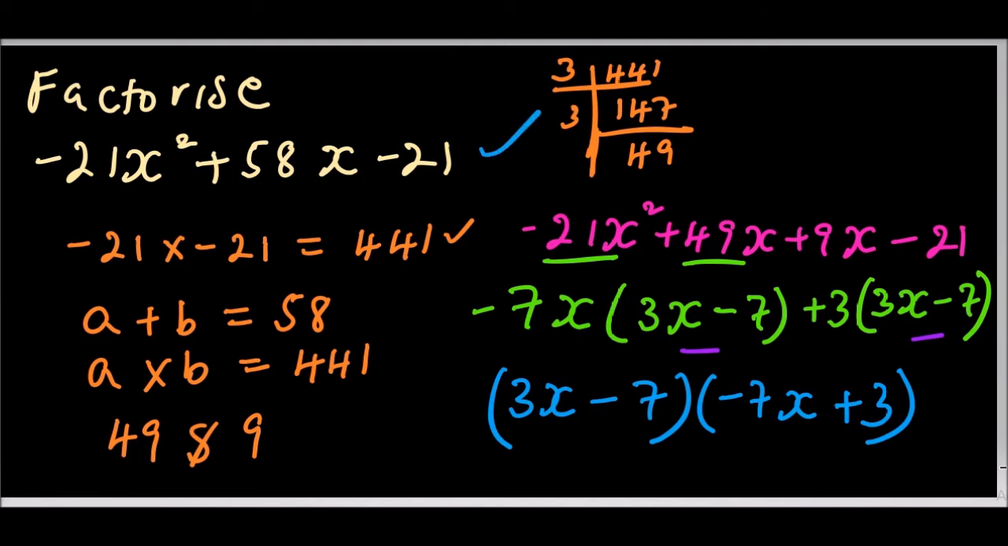So when you have a big number, try to factorize it, and it will be easier for you to identify the numbers. Some numbers like 441, it is not easy to get offhand. So that is the method that we use to help us identify these two numbers.